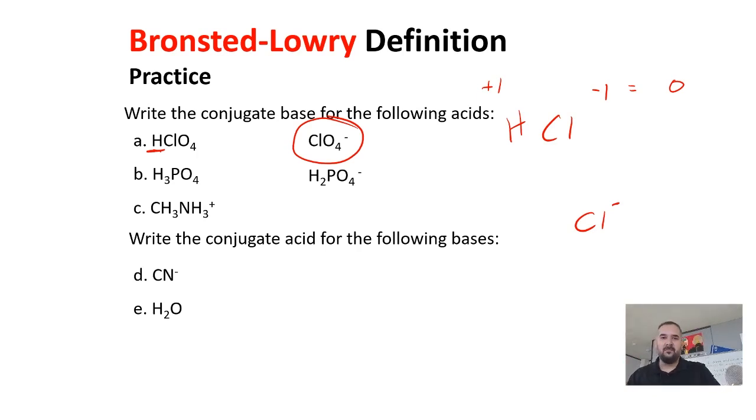All right, let's keep going. Next one should be CH3NH2, and all it did here was lose the plus charge. So this was a conjugate acid, and we just turned it into a regular base.